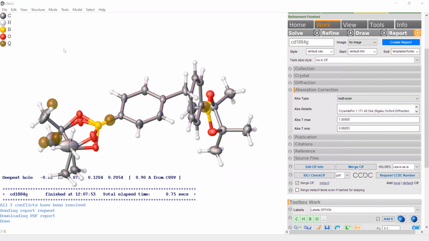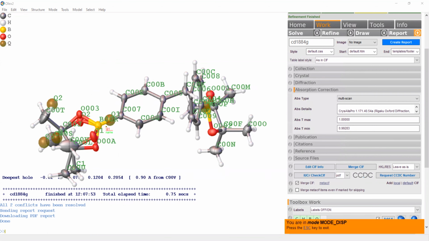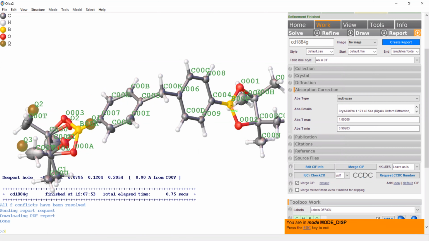We're going to go to mode naming, number sequentially. So for each atom type, we're going to do this. So I'm going to start with B1 over here, B2 over there. We're going to do the same thing for oxygens. So this is O1, O2.